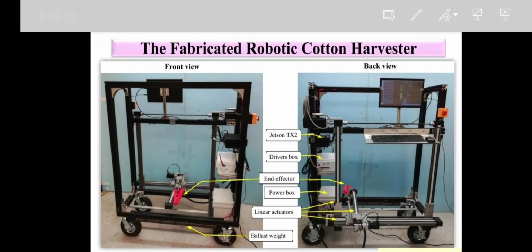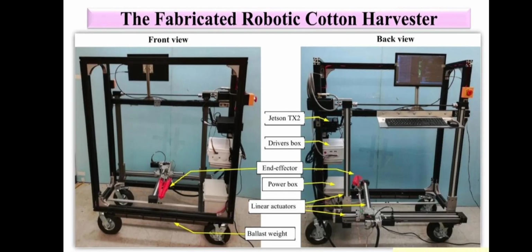So this is the fabricated robotic harvester which we have created in our project. The fabricated cotton harvester is a robot which is designed for selectively picking mature cotton balls, utilizing image processing, machine vision, and often a vacuum based system to avoid damaging the plant or the delicate fibers.